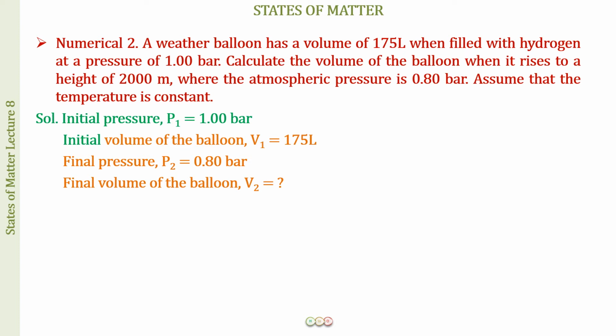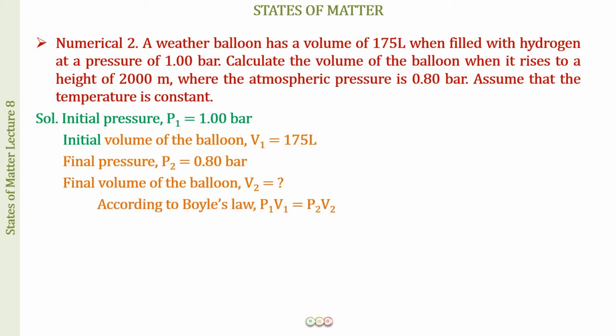So one thing that you have to understand again over here is that first of all, the mass of the hydrogen gas is fixed. We have filled a balloon with hydrogen, and after that there is no change in the mass of the gas, right? And the other thing, the temperature is constant. So what are you going to apply over here? Again, this is going to be the applications of the Boyle law.